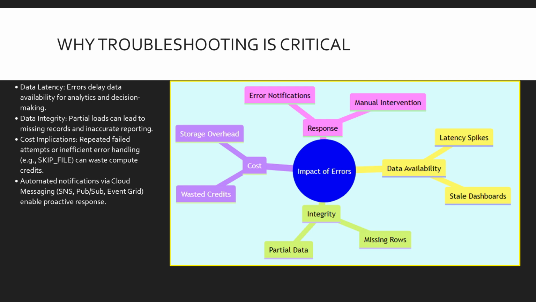Finally, leveraging automated error notifications through services like Amazon SNS or Azure Event Grid allows you to react immediately rather than discovering missing data days later.